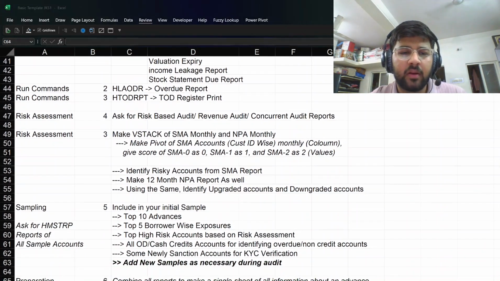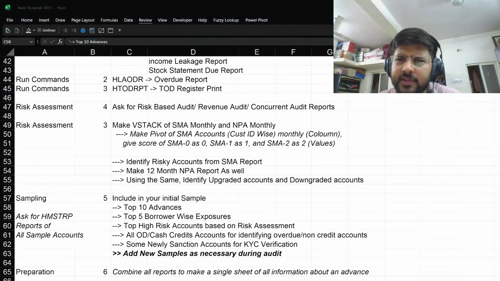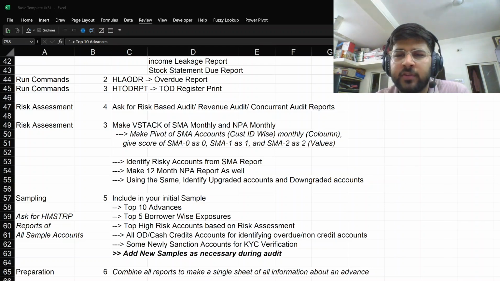Now, sampling. Your initial sample should include the following. That's my professional judgment. What should the initial sample include? The first should be your top 10 advances, at least by the outstanding amount. Then there should be top 5 borrower wise exposures. So you need to cover at least the top 10 advances and the top 5 borrowers.